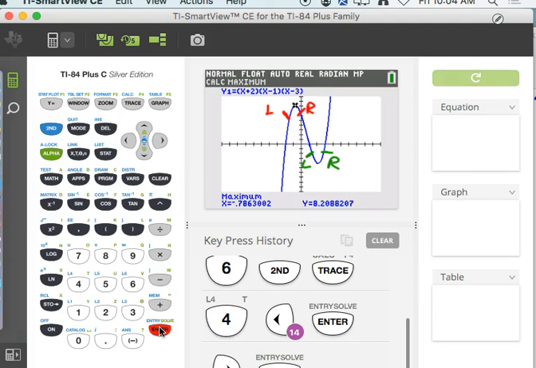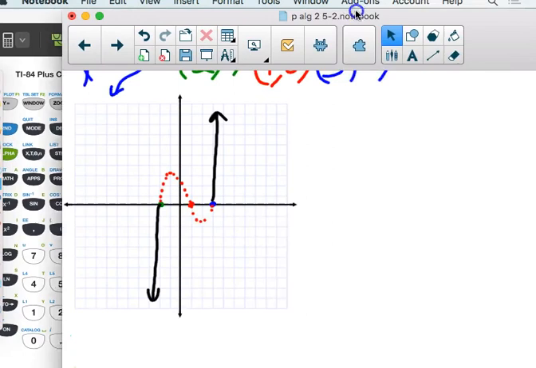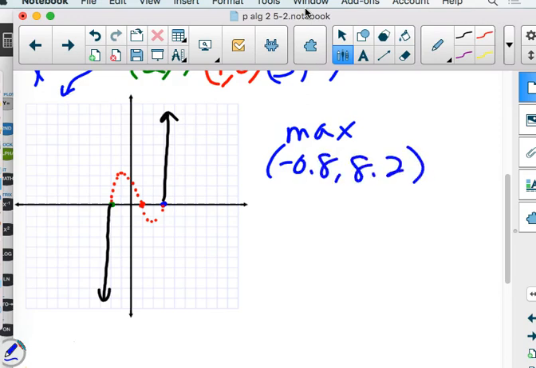So we're going to write down, we have a max at negative about 0.8. That'll probably be good enough for graphing. Negative 0.8, 8.2. Now that helps me know where I should put the top of this turning point. So negative 0.8, 1, 2, 3, 4, 5, 6, 7, 8, and a little more. So I was way off with my dashed guess there. Up and back around because it has to hit at 1, 0.